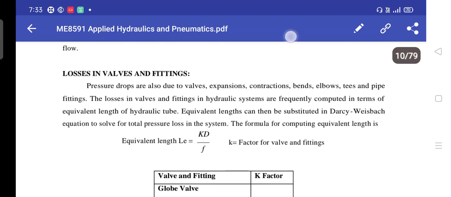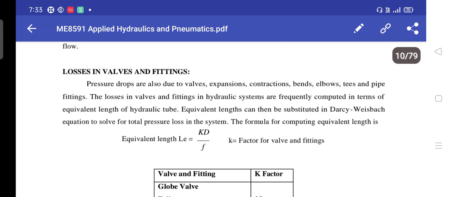Next is losses in valves and fittings. Pressure drops are also due to valves, expansion, contraction, bends, elbows, tees, and pipe fittings. The losses in valves and fittings in a hydraulic system are frequently computed in terms of equivalent length of hydraulic tube. Equivalent lengths can be substituted in the Darcy-Weisbach equation to solve for total pressure loss in the system. The formula for computing equivalent length is LE is equal to KD by F. So K is the factor of valve and fittings.